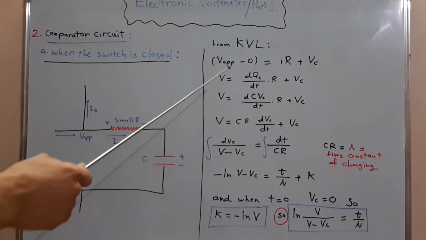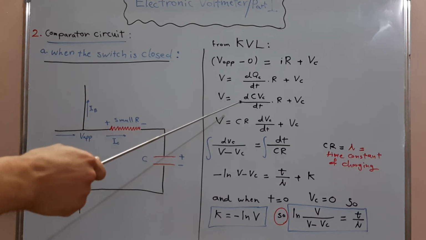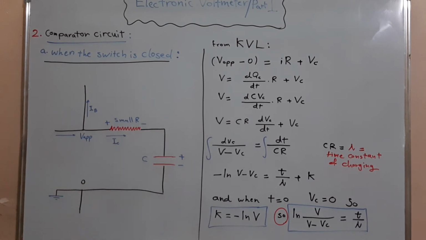And as we know, the charge is equal to the capacitance of the capacitor multiplied by the potential difference between the 2 plates of the capacitor. After simplification of the equation, we get dVc divided by (V minus Vc), which is equal to dt divided by CR. And CR here is gamma, which is the time constant of charging.